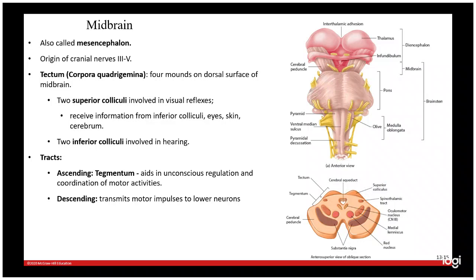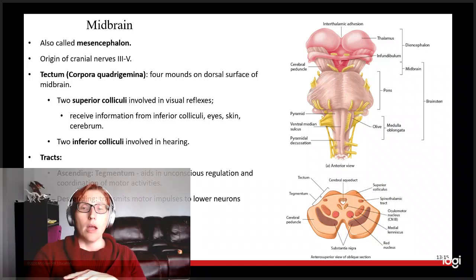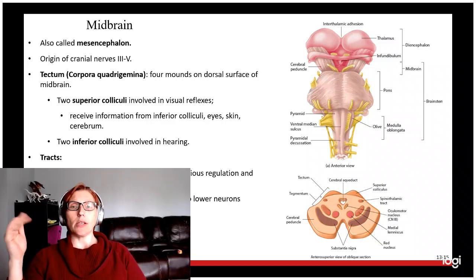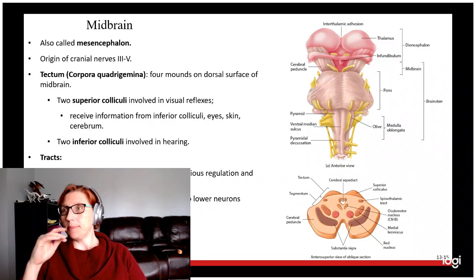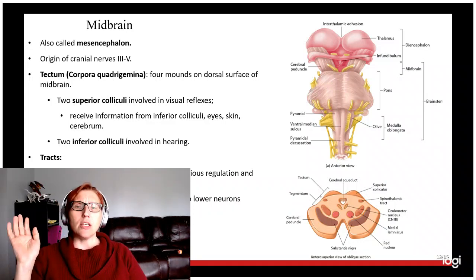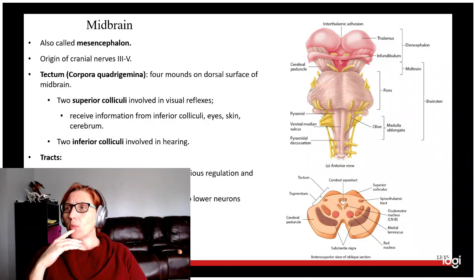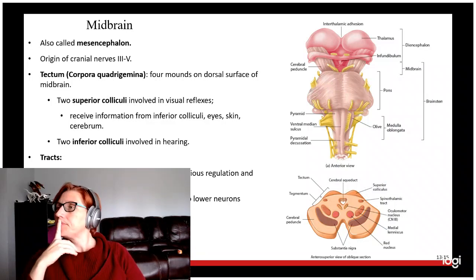Same with the midbrain. The midbrain, depending on who you're talking to, is also called the mesencephalon. I do not need to know which cranial nerves originate from it, but you do.